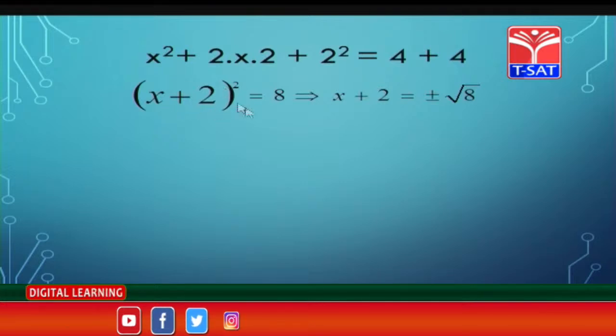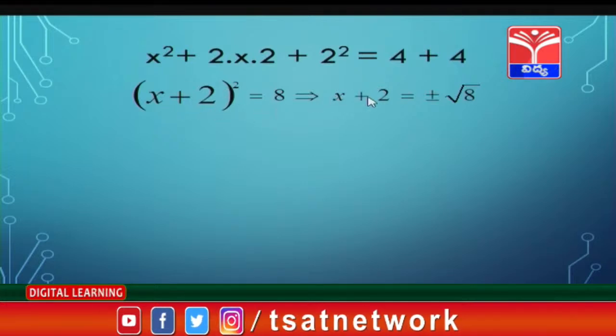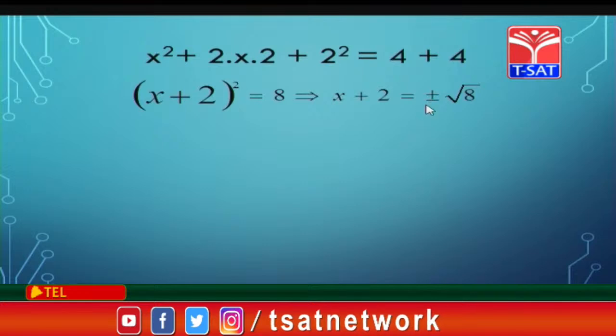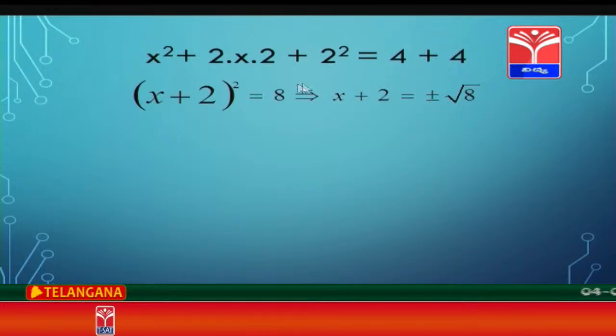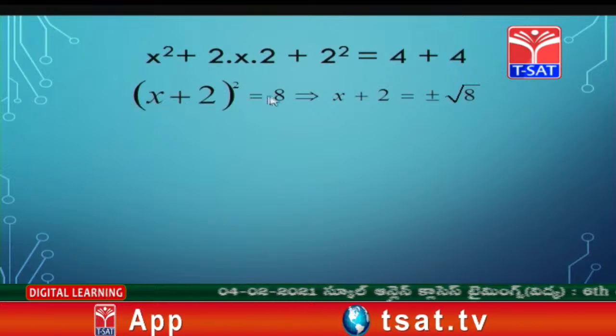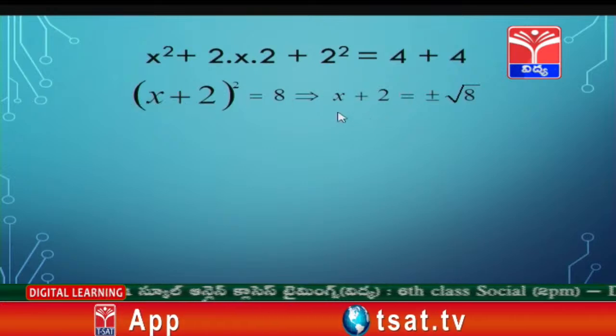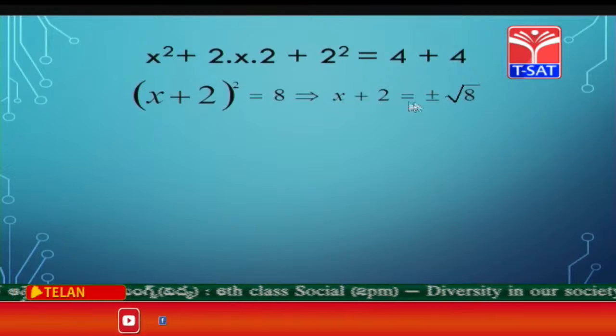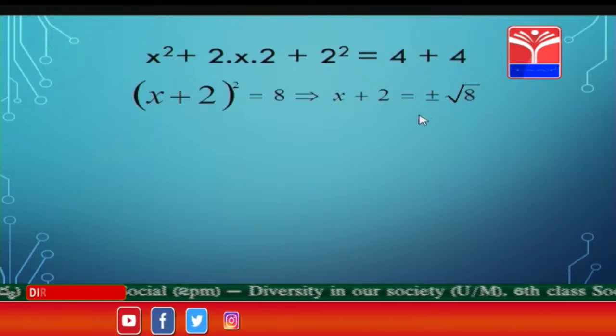So, x plus 2 whole square is equal to 8, which implies x plus 2 is equal to plus or minus under root 8. To remove the square here, we are taking the square root of the complete equation, and that is how we get x plus 2 is equal to plus or minus under root 8.